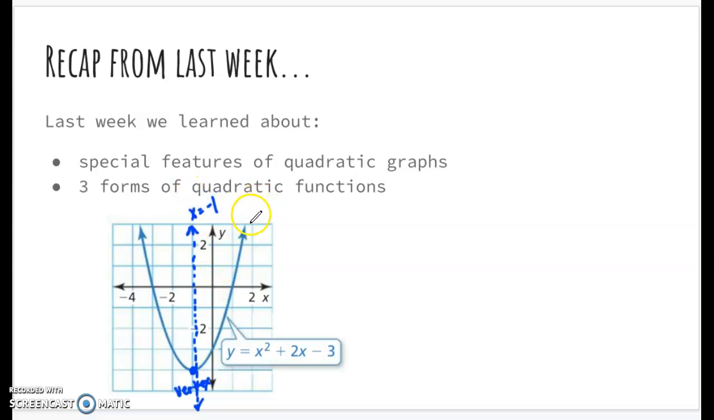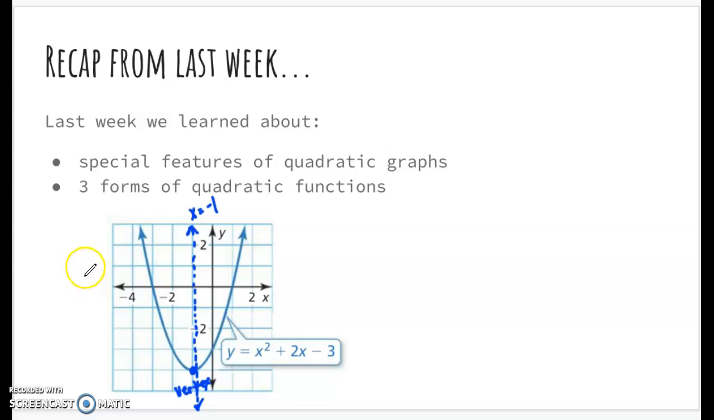We talked about what that leading coefficient does. So here we have a +1. That positive a value means that we have a parabola that's opening up. If we had a negative leading coefficient, our parabola would open down instead.